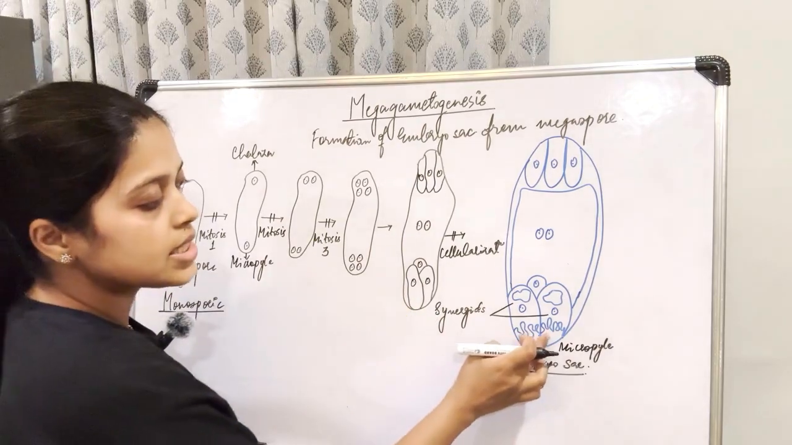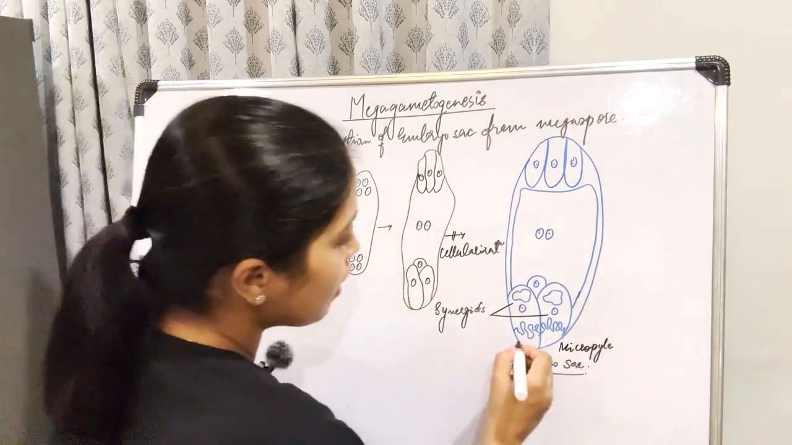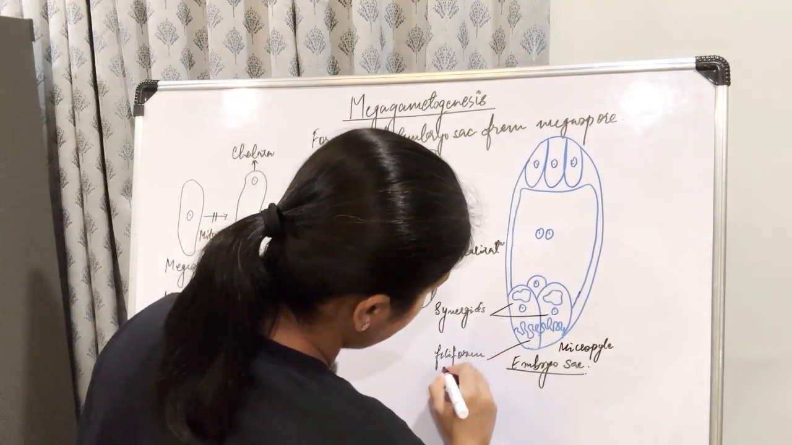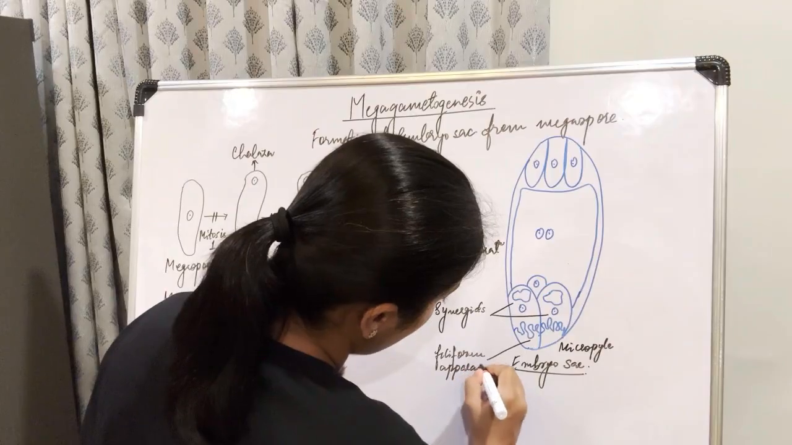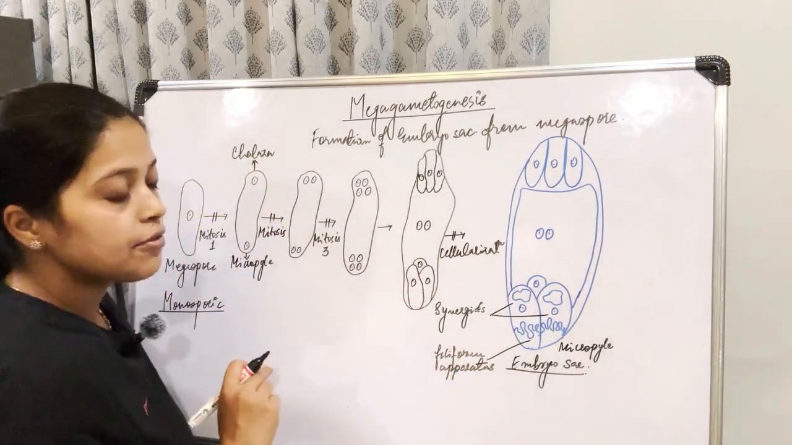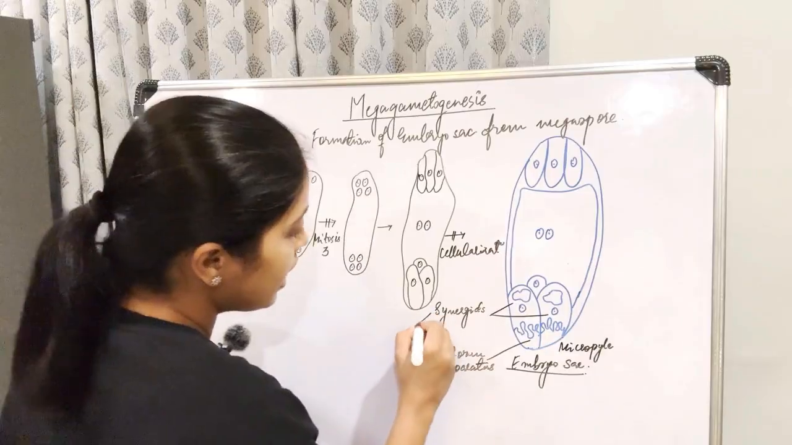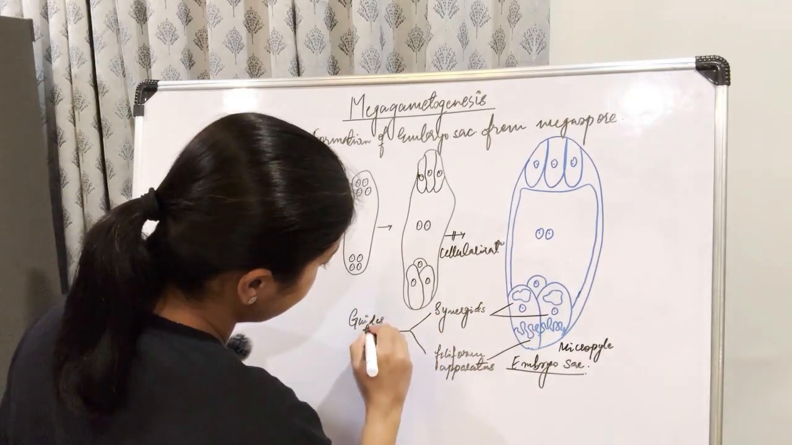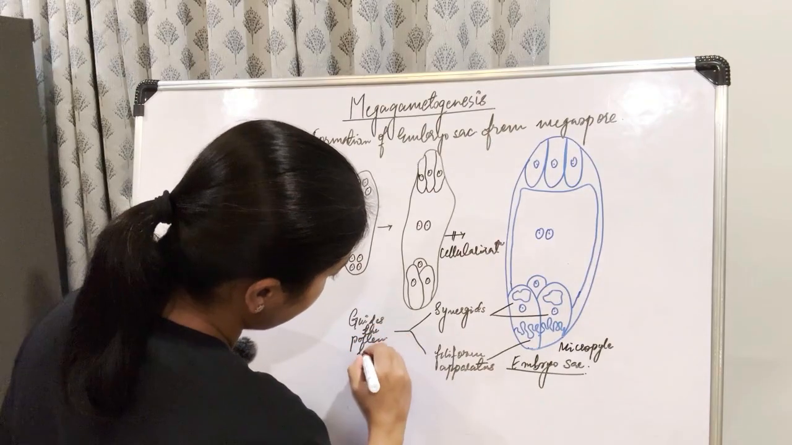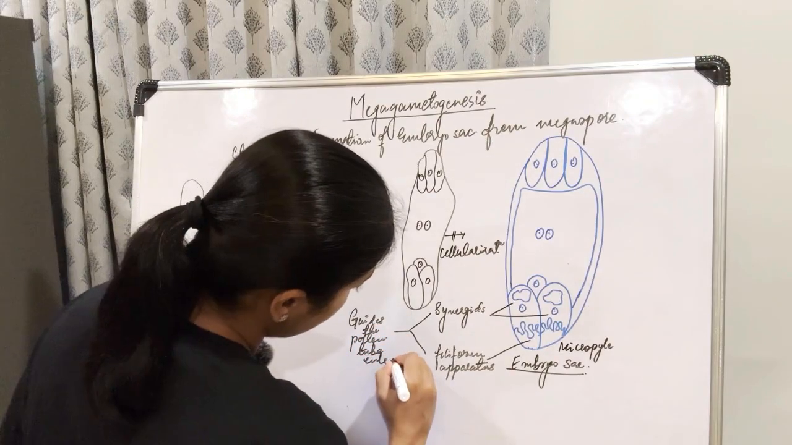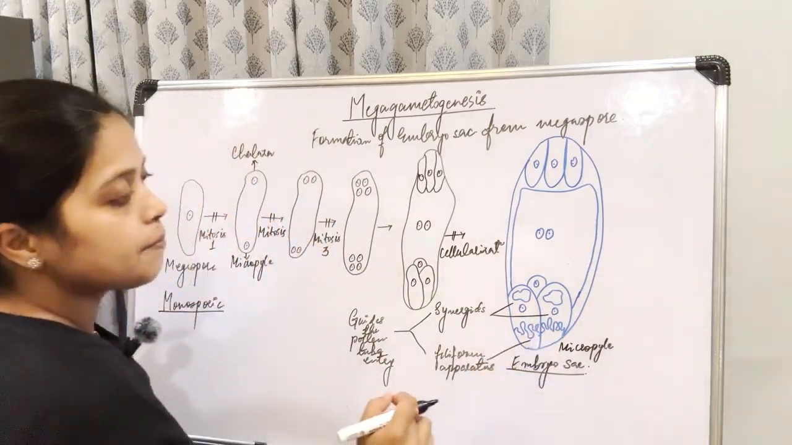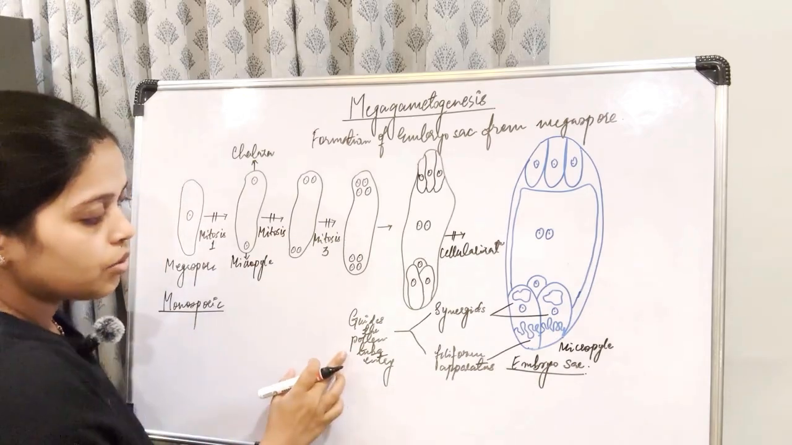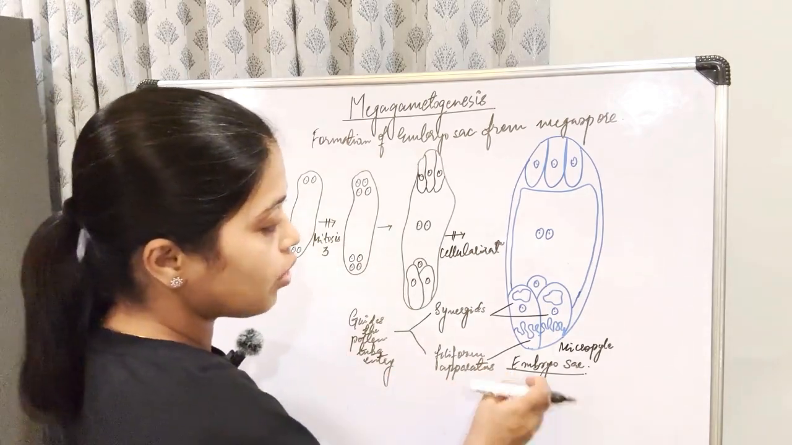And in the synergids, these finger-like projections are called the filiform apparatus. Now the role of synergids and filiform apparatus is that it guides the pollen tube entry inside the embryo sac so that it can fertilize the egg. Okay, so it guides the pollen tube for its entry.